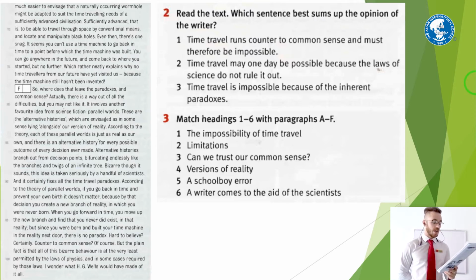Actually, there is a way out of all the difficulties, but you may not like it. It involves another favorite idea from science fiction, parallel worlds.